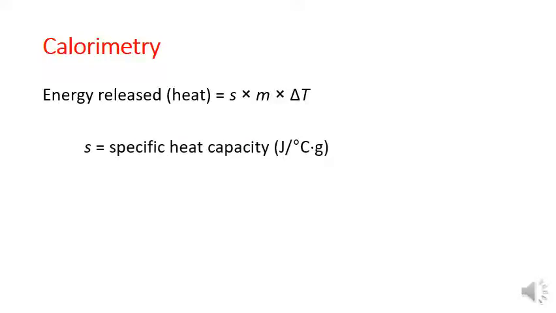Just to remind you about the equation, your book uses SM delta T, where S is the specific heat capacity of the substance. That's a number you look up for everything except water, because that one I expect you to know.